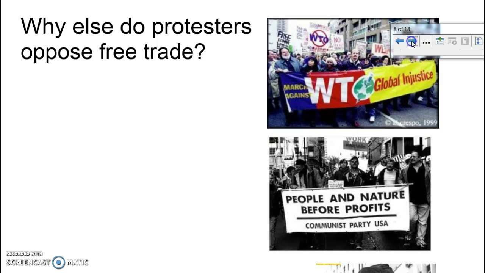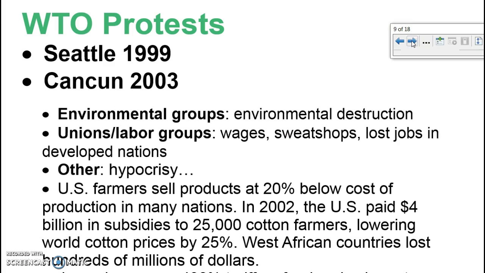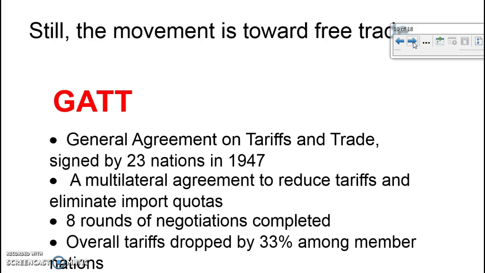So there's a lot of reasons why people oppose free trade. And I would recommend looking at some of these just to get some of the details. The WTO protests focused on things like hypocrisy, on how U.S. farmers actually sell products at below the cost of production, which then actually drives people in other countries out of business.